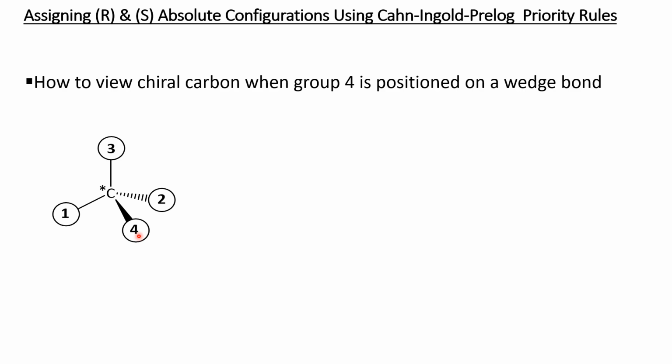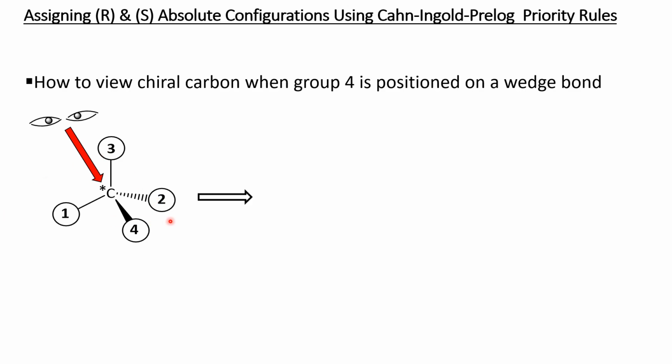The question you should ask yourself is, which position can I view this chiral carbon from that will place group 4 in the back of the chiral carbon? You actually have to go around your screen and view this chiral carbon from behind your screen. Now, viewing the carbon from behind your screen will place group 4 in the back of the chiral carbon. Now, group 1 will be to your right, group 2 will be to your left, and group 3 will point upward.